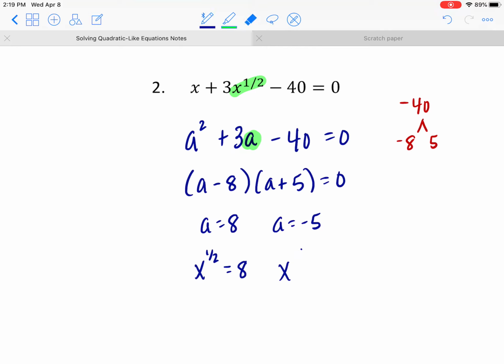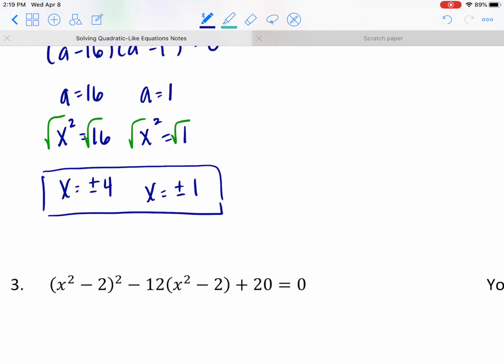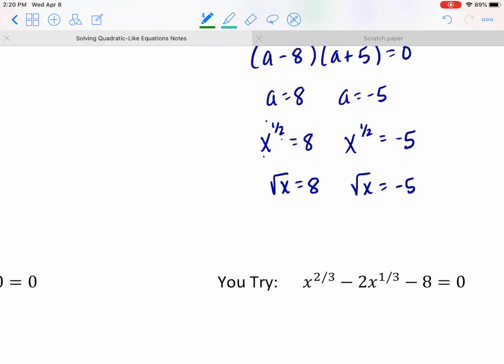So a, the first time we introduced it right there, it replaced x to the 1/2. So now I want to replace a with x to the 1/2. So x to the 1/2 equals 8, and x to the 1/2 equals negative 5. Now we have to remember, if we didn't at the beginning here, what that x to the 1/2 really means. What does x to the 1/2 really mean? Remember, it means the square root of x to the first. So this is really the square root of x equals 8, and this is really the square root of x equals negative 5.